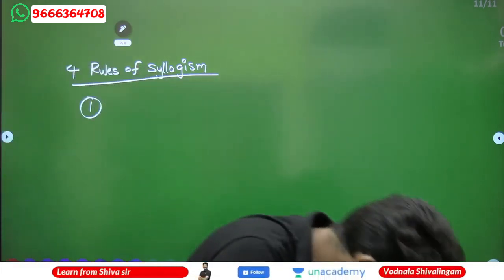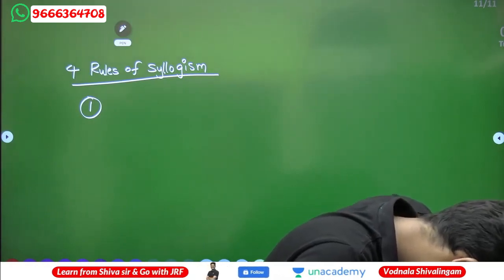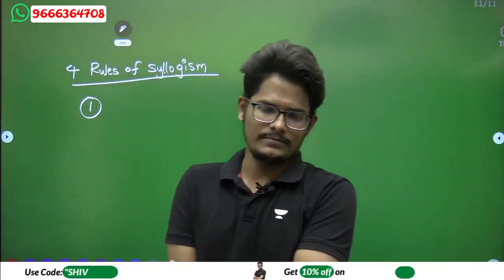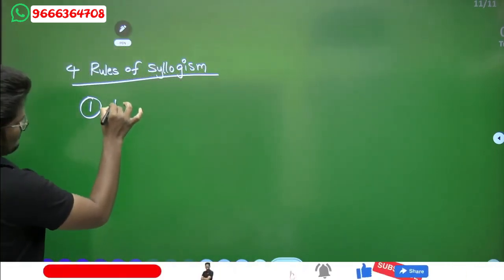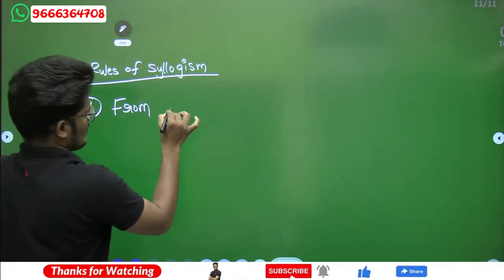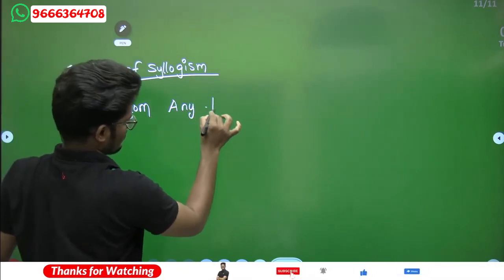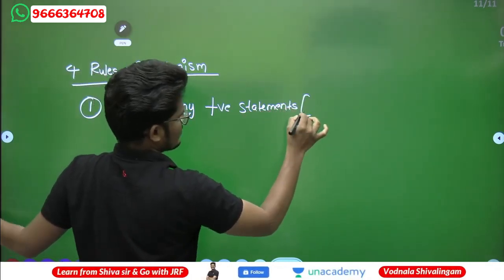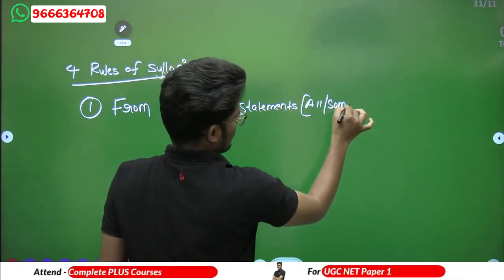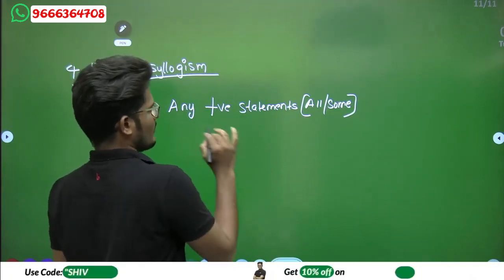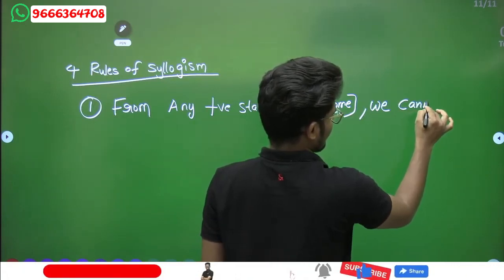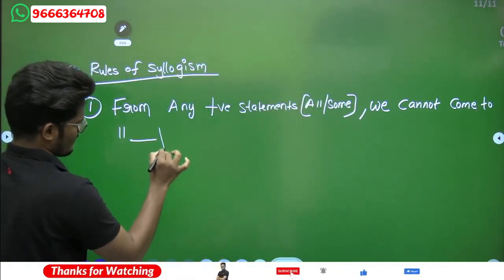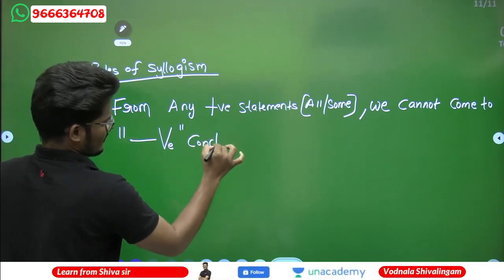Rule number 1: from any positive statements, that is either all or some, we cannot come to negative conclusions. These are the only 2 possible positive statements, and from them we cannot draw a negative conclusion.